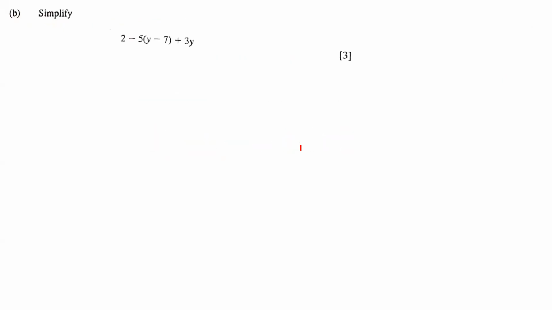So let's look at question number 11b. It says to simplify. Here we have 2 minus 5, open bracket, y minus 7, close bracket, plus 3y. The first thing I'm going to do is multiply. I'm going to multiply negative 5 times y, and I'm going to multiply negative 5 times negative 7. Negative 5 times y is going to be negative 5y. And we know that a negative and a negative is going to be a positive. So 5 times 7 is 35. And then we just bring down the plus 3y.